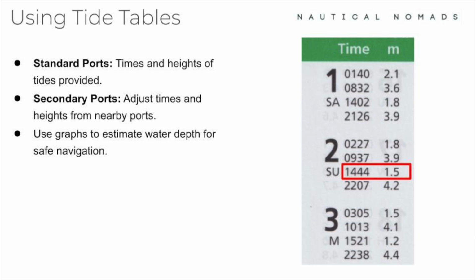Secondary ports. For smaller ports near standard ports, dedicated tide tables may not be available. However, you can determine tide predictions by applying adjustments to the tide table of the nearest standard port. Each secondary port has specific adjustment values for both time and height, allowing you to tailor the standard port's predictions to the conditions at your desired location.